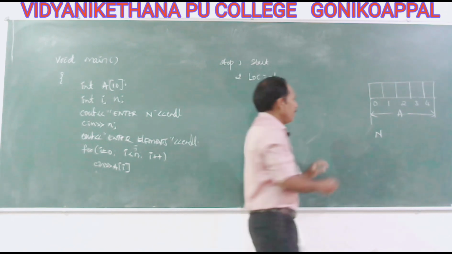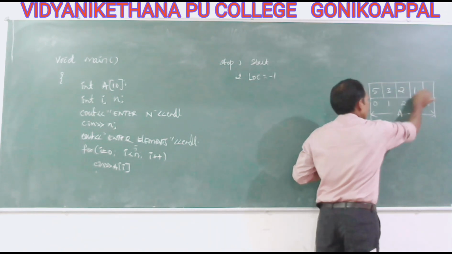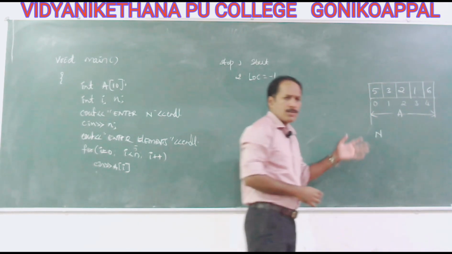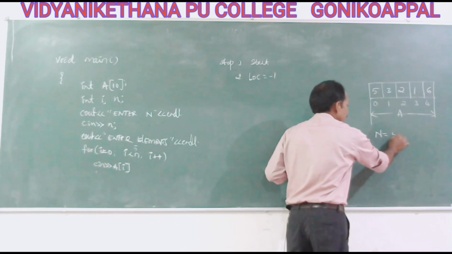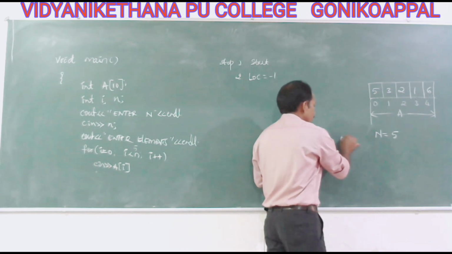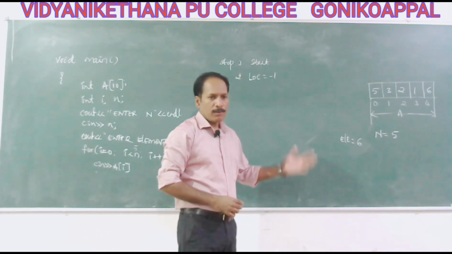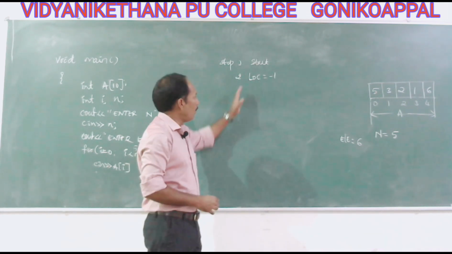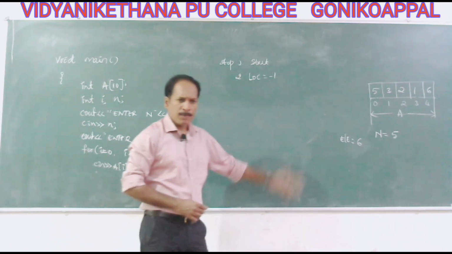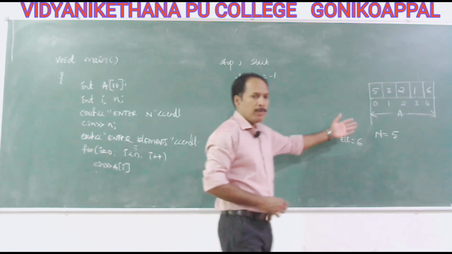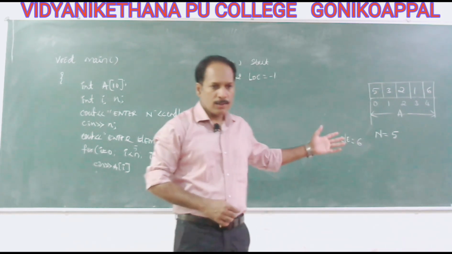Let us take some elements like 5, 3, 2, 1, 6, any numbers in random order, where we have to find some element. Totally we have n equals 5 elements, and let us assume we are looking for the element 6. Whether it's present or not, we have to search. Right now, assume the element is not present. We don't know whether it is present or not. If I ask whether 6 is present, most of you say yes, 6 is present, sir.